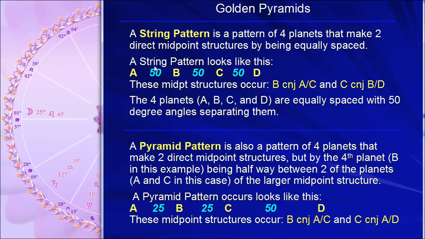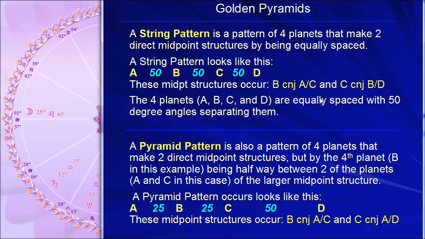A string is simply 4 planets equally spaced. So if A, B, C, and D are planets, say it's Sun, Moon, Jupiter, and Saturn, and the angular distance happened to be 50 degrees, it could be any number of degrees, but I'll just pick 50 as an arbitrary number. If the angle from A to B is 50, and B to C is 50, and C to D is 50, they're all separated by 50 degrees, then obviously B is at the direct midpoint of A and C, because it's 50 degrees from each, and C is at the direct midpoint of B and D.